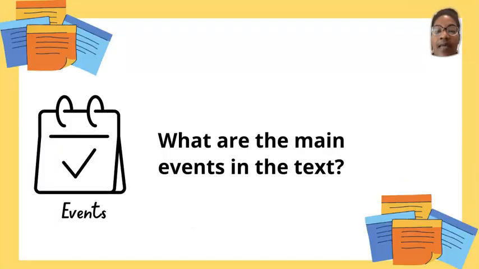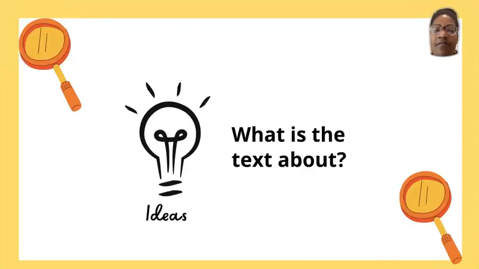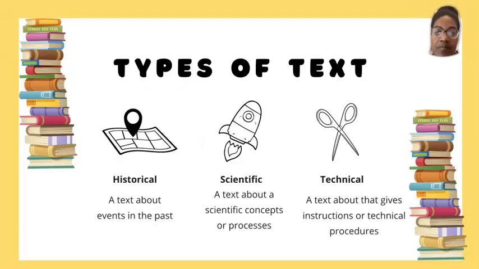What are the main events in the text? So basically, events are things that happen, especially things of importance. So what are the important events, occasions that happened in our text? And then finally, what is the text about? When we talk about ideas, we're talking about formulated thoughts, opinions that people may have that may influence them to either connect with other individuals or create some type of event.